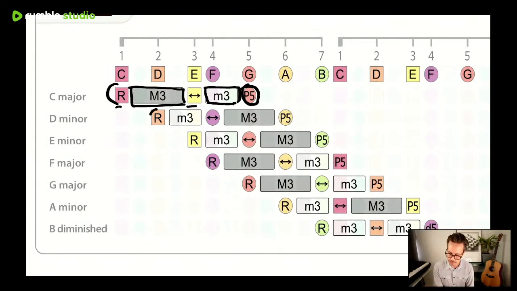The root note of D, R, between that and its next note, F, is a minor third. And between F and the next note in the chord, A, of D minor is a major third. And then A is a perfect fifth above D. So same idea as you go down the line. E minor has a root note followed by a minor third, then a major third, and a perfect fifth. And this formula is consistent as you go down the line.